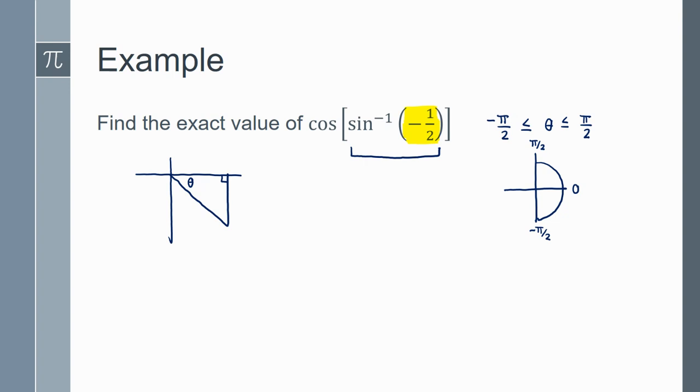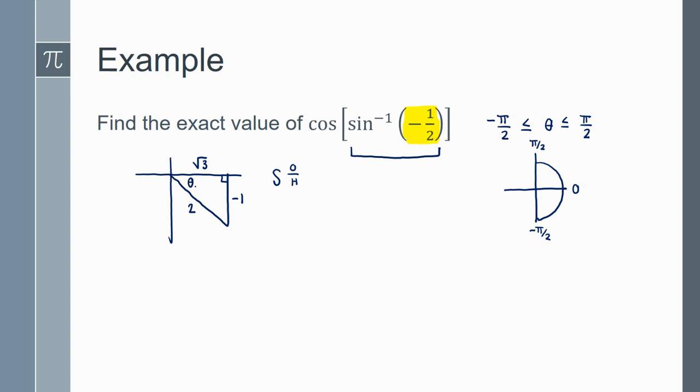If my inverse sine is -1/2, I want to figure out what that angle is. Sine is opposite over hypotenuse, and the hypotenuse is always positive, so the negative one is the side across from theta. Hopefully you recognize the sides. The adjacent side would have to be the square root of 3. We're dealing with a 30, 60, 90 triangle.